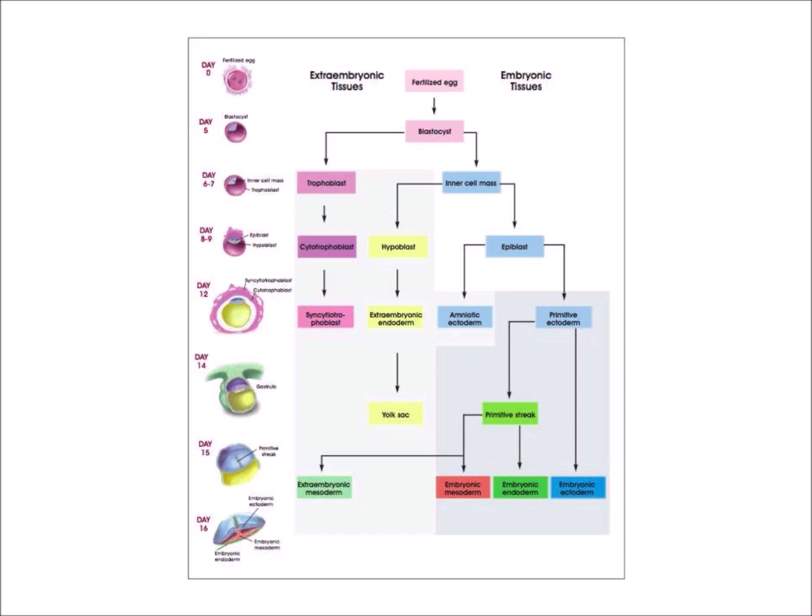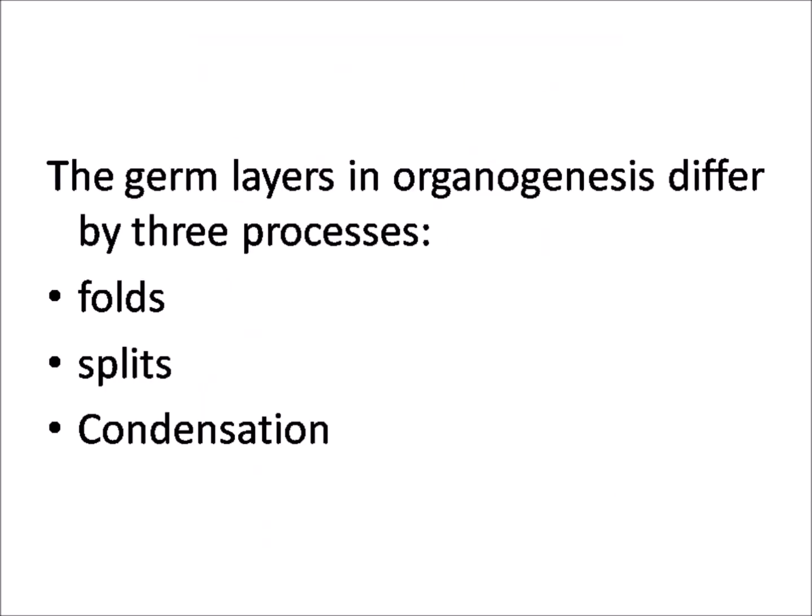The primitive ectoderm is directly converted into embryonic ectoderm. Then in another way, the primitive ectoderm will form the primitive streak. Then from the primitive streak, embryonic mesoderm and embryonic endoderm are formed. These three are the future or the prospective layers for organogenesis: ectoderm, endoderm and mesoderm. The germ layers in organogenesis differ by three processes: folds, splits and condensation.